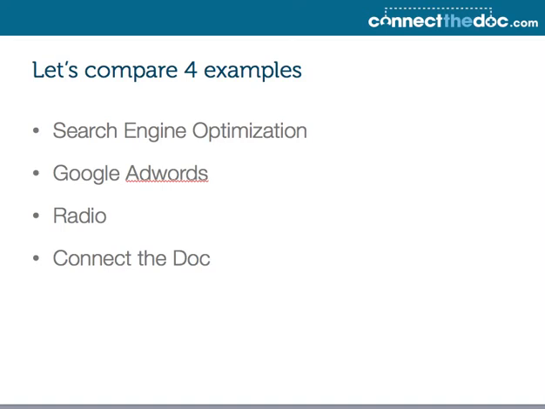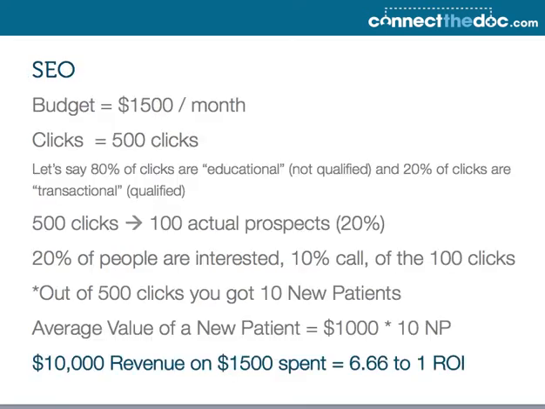And then we'll also look at radio, which is a brand-oriented style of marketing, and then Connect the Doc, which is kind of like an internal or conversion style of marketing. So a few different categories, but you can see a few different examples, and that's going to help me illustrate my point. So let's start off with search engine optimization.